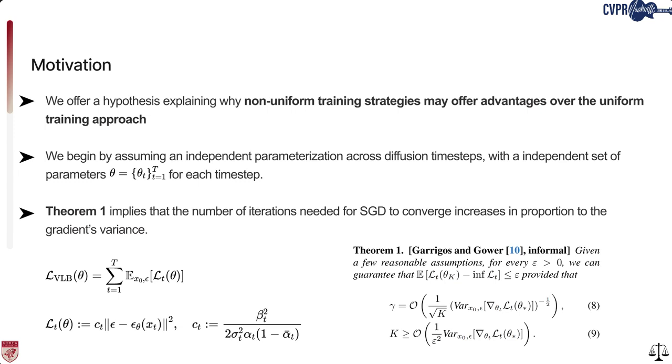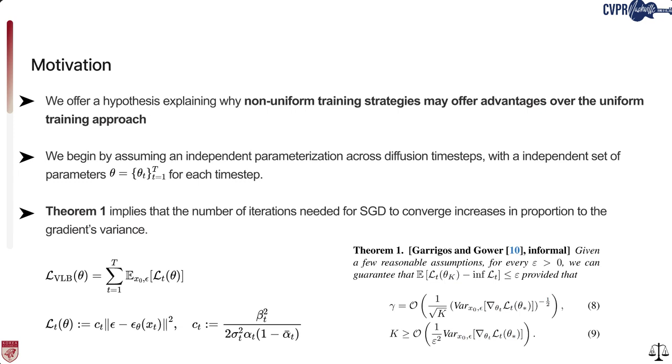We begin by assuming an independent parameterization across diffusion time steps, with an independent set of parameters for each time step. This parameterization allows us to have an independent optimization objective per time step. We now have divided the problem into T independent subproblems L_t, where the training with uniform time step sampling corresponds to uniformly selecting one of these subproblems and performing a stochastic gradient step on each corresponding parameter.